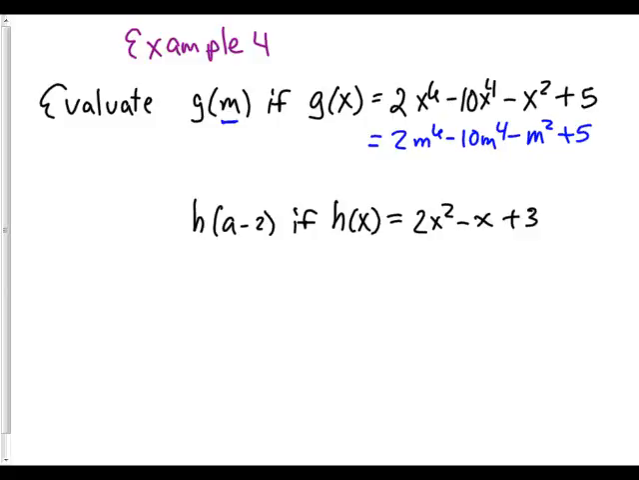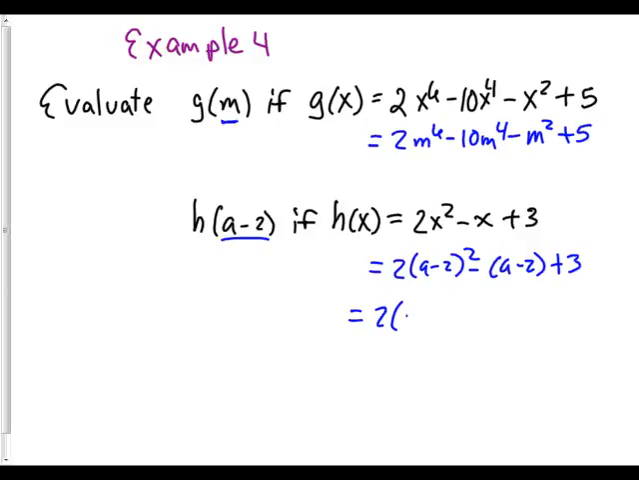However, in the second one, we're not evaluating one variable, we're evaluating a binomial. So we have h of a minus 2. So a minus 2 is going to replace all of the x's in the function. So let's rewrite it: 2 times (a minus 2) squared minus (a minus 2) plus 3. So now we have some simplification to do. Notice we have a binomial squared, so we're going to FOIL that.